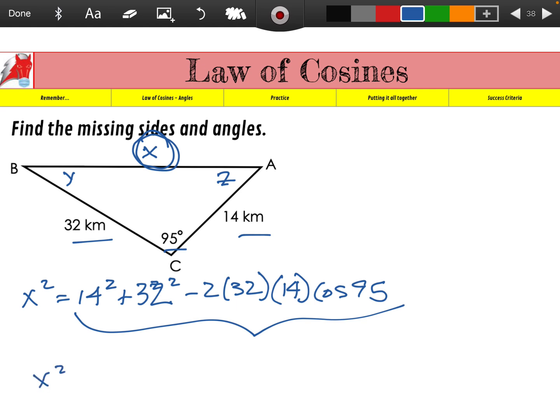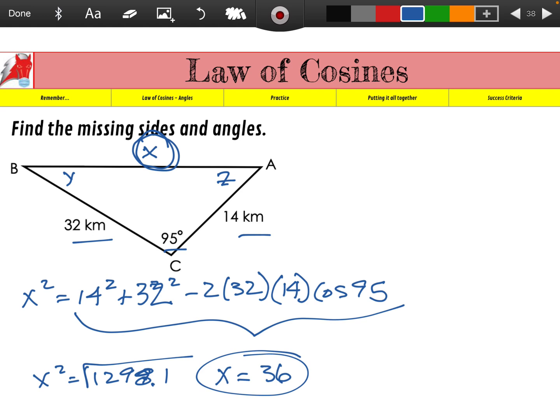So x squared gives me, let's see, 1298.8, and we'll call it 0.1. Take the square root of that, and I get x equal to right about 36. Okay, should make sense. It should be the biggest, because this is the biggest angle. Okay, what about those angle measures?